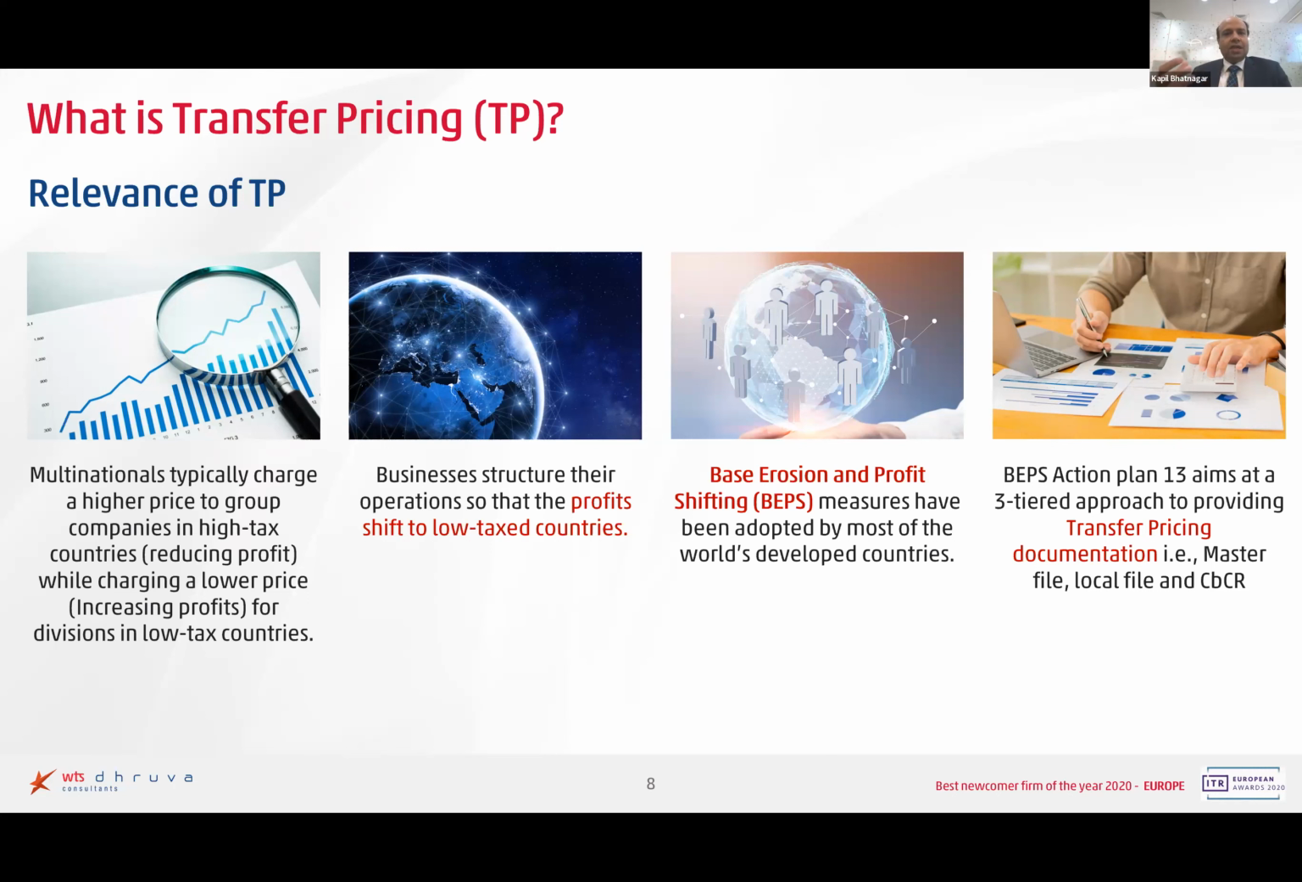It really means that every taxpayer to whom transfer pricing applies would need to comply not only with justification of the arm's length price, but also with maintaining documentation, which is a 3-tier documentation of a local file, master file, and CBCR. We're going to get into details on what these compliances are and how they impact a KSA taxpayer.